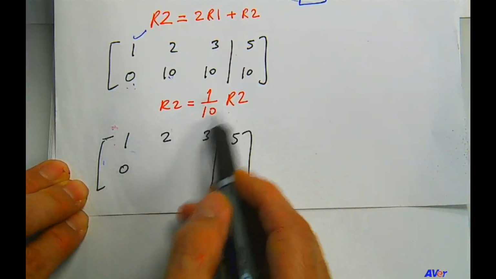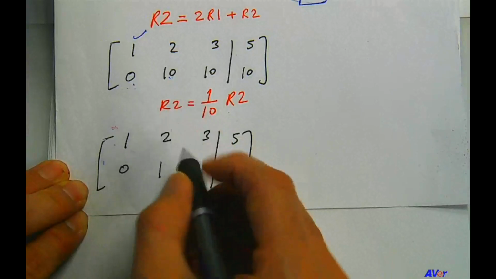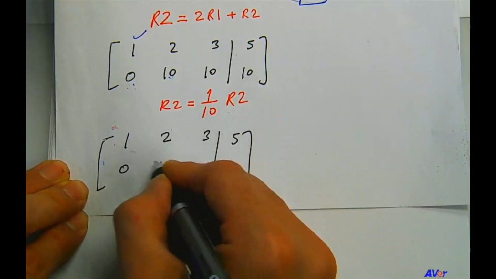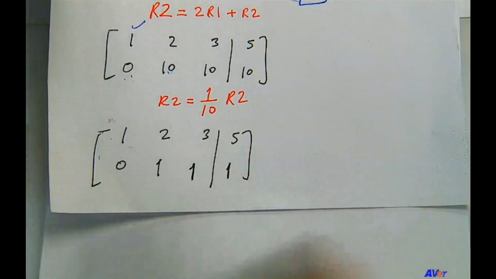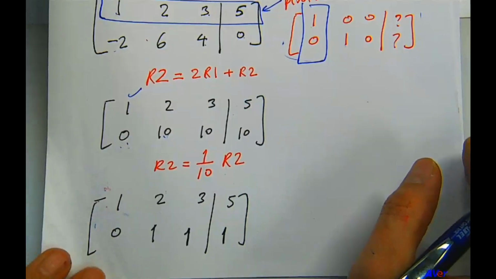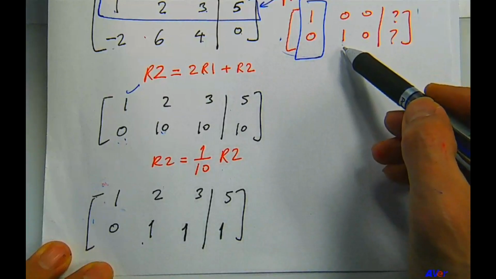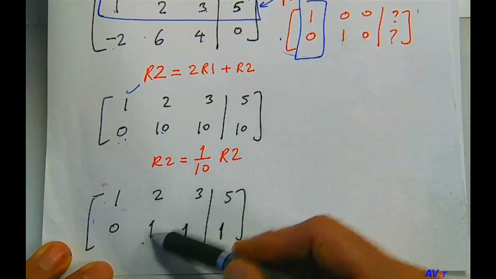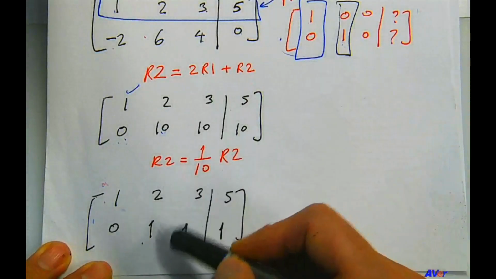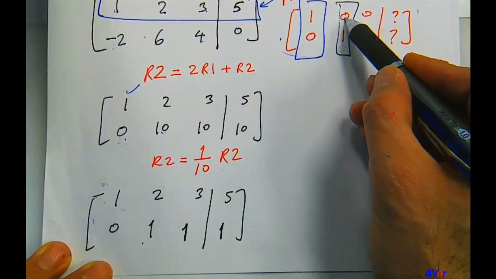1 over 10 times 0 is 0. 1 over 10 times 10 is 1. 1 over 10 times this 10 is 1. 1 over 10 times this is also 1. Okay. Let me see if I can still bring that into the screen. Yes, I can. Compare this with this matrix. We already got the 1 in the second column. We're in the second column, we got the 1. Now we need to worry about converting the 2 to 0.